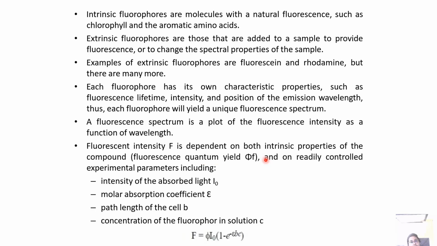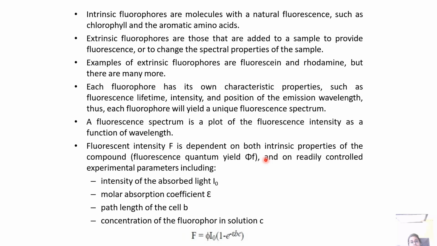Intrinsic fluorophores are the natural molecules with natural fluorescence, such as chlorophyll and the aromatic amino acids. Extrinsic fluorophores are those that are added to a sample to provide fluorescence or to change the spectral properties of the sample. Examples of extrinsic fluorophores are fluorescein and rhodamine, but there are many more. So each fluorophore has its own characteristic properties such as fluorescence lifetime, intensity and position of the emission wavelength. Thus each fluorophore will yield a unique fluorescence spectrum.